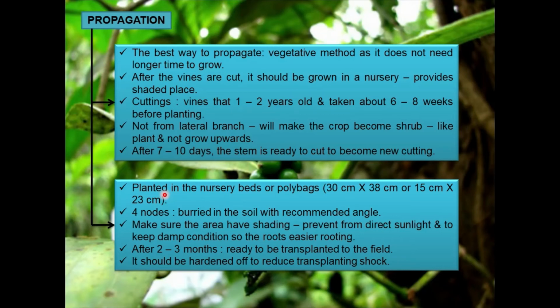The cutting should be planted in nursery beds or polybags of a recommended size. The 4 nodes must be buried in the soil at the recommended angle. Make sure the area has shading to prevent direct sunlight and to keep conditions suitable so the roots form more easily. After 2 to 3 months, the cuttings are ready to be transplanted to the field. Before transplanting, they should be hardened off to reduce transplanting shock.